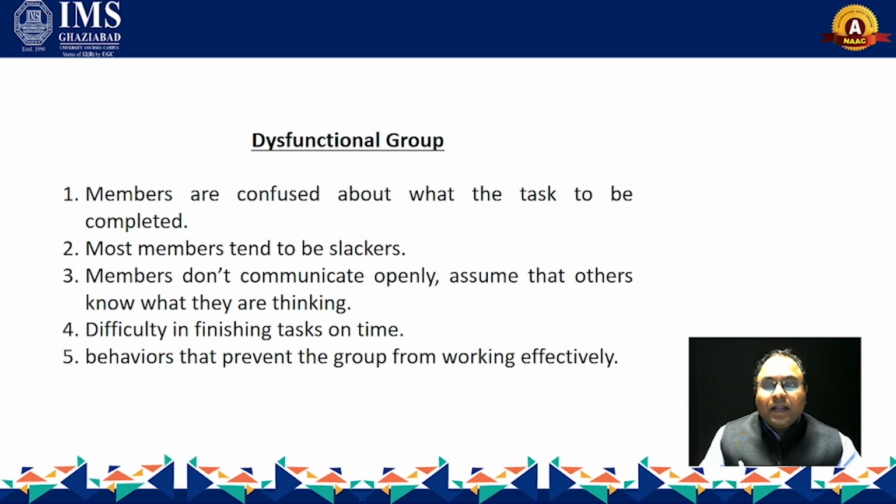The fourth point tells of difficulty in finishing the task on time. Just because of confusion in the group, and because people are not committed within the group, it's quite difficult for them to complete the task on time. And the fifth point is about behaviors that prevent the group from working effectively. Different kinds of negative behavior come into action, and that prevents people from working effectively within the group.